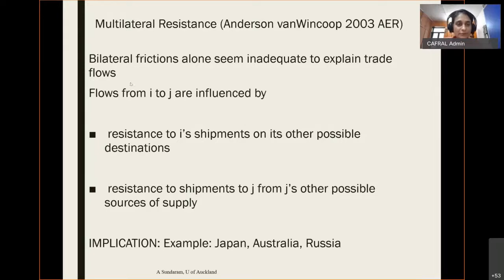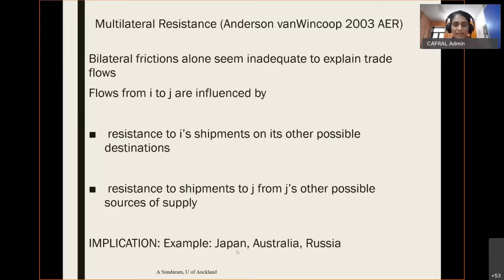Now, let me just give you an example here. Bilateral frictions are not adequate to explain trade flows. Flows from country I to country J are influenced by the resistance to I's shipments to its other possible destinations, and the resistance of shipments to J from J's other possible sources of supply. So you have to account for these two resistance terms.